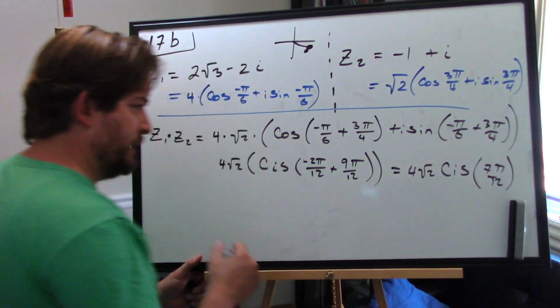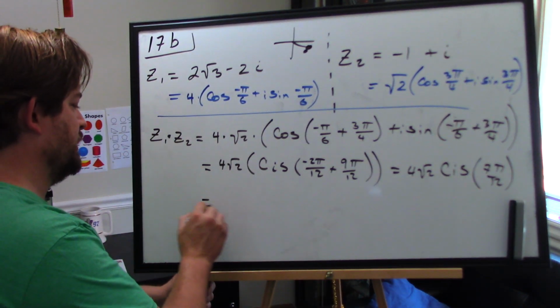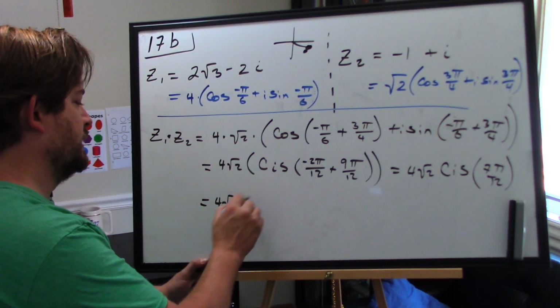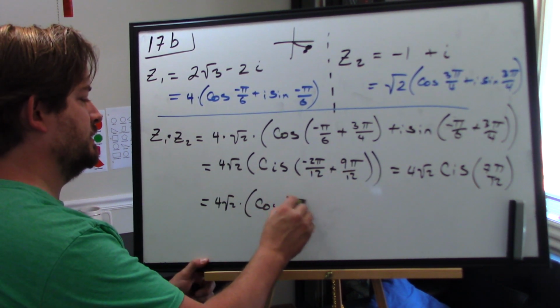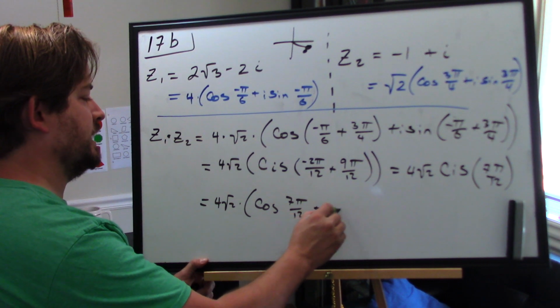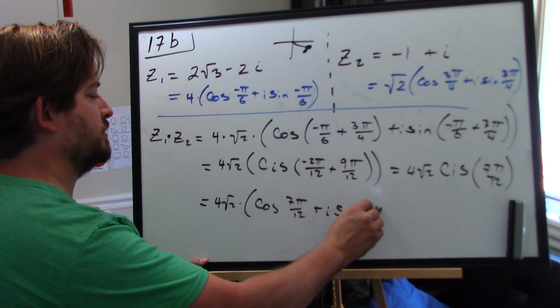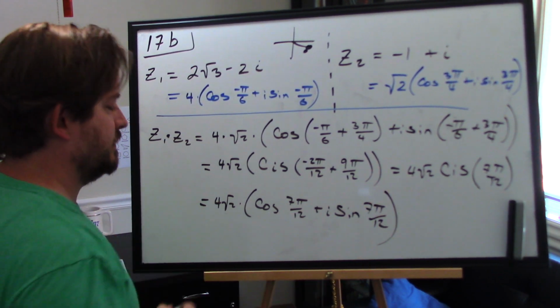Right? So again, to write this back out explicitly, this means that that is 4 root 2 times the cosine of 7 pi 12ths plus the i sine 7 pi 12ths. Right?